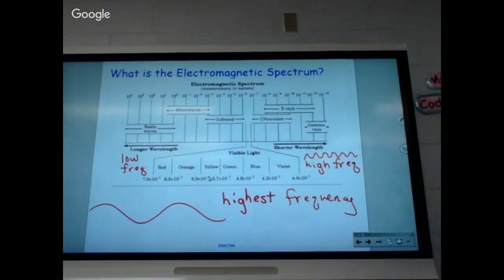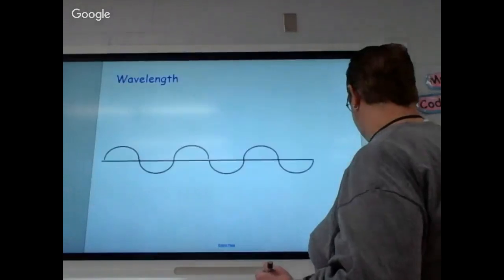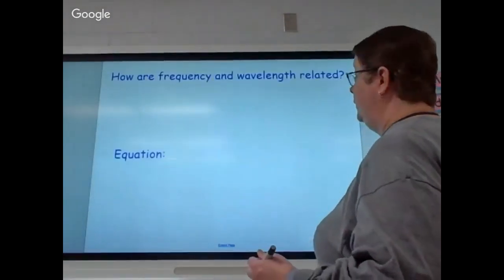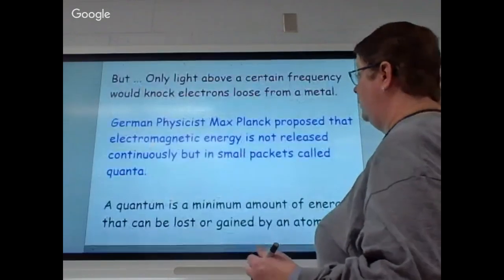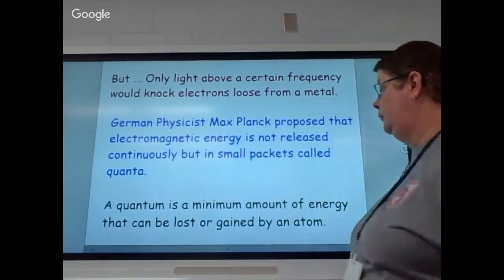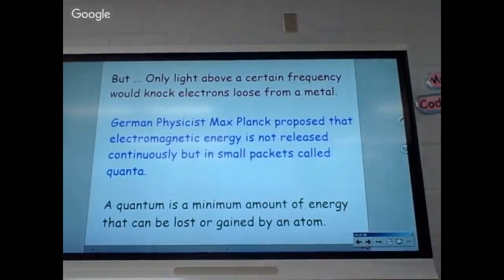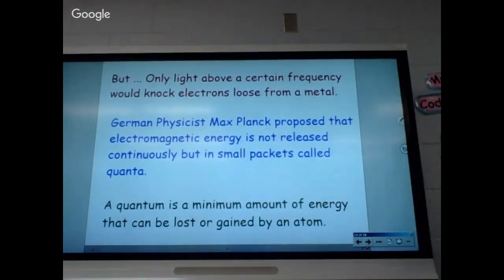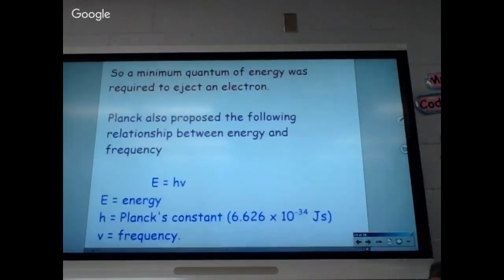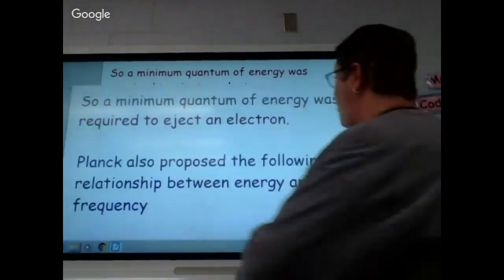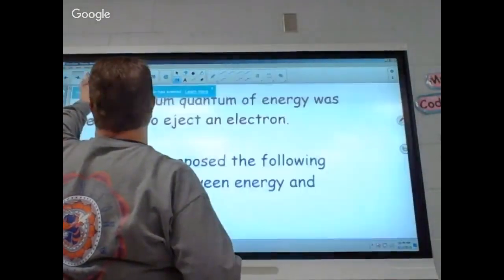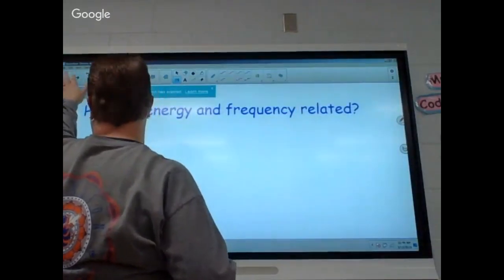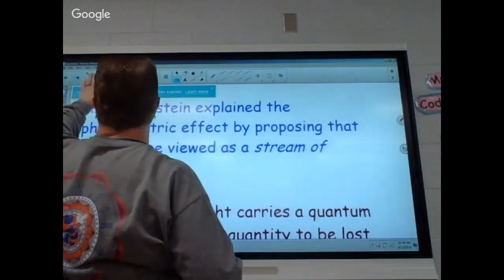All right, but does that make sense? Okay. Don't be mad. So ready for this quiz. We stopped at a quantum is a minimum amount of energy. Okay, we're there. Wait, hold on. Oh, there it is. I just skipped a whole page.